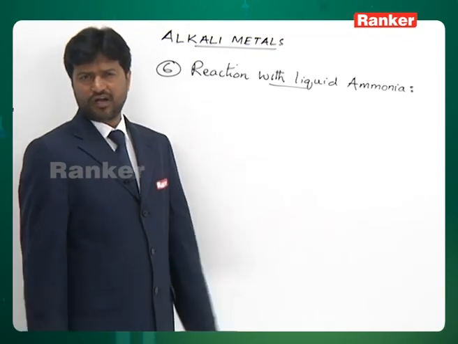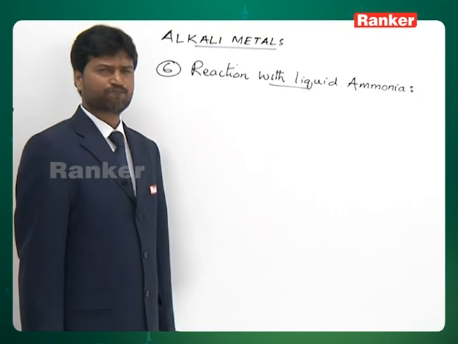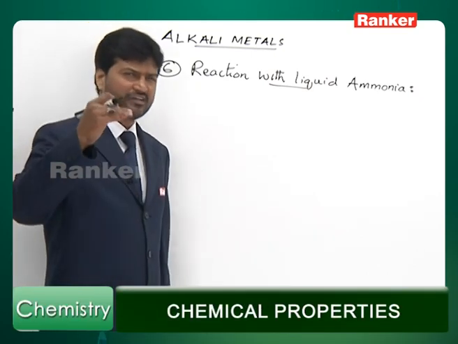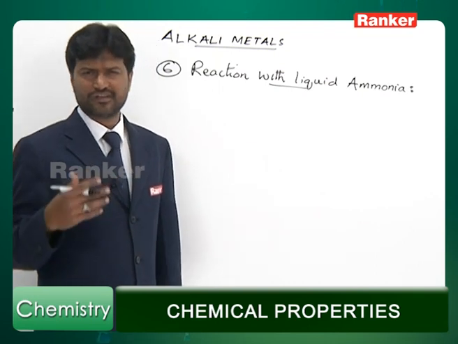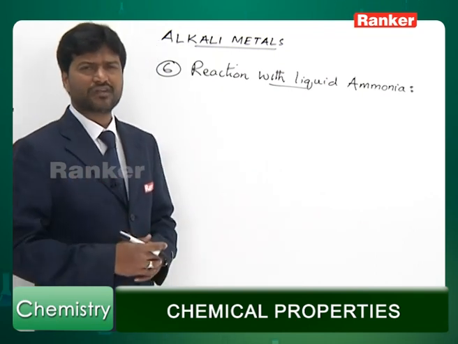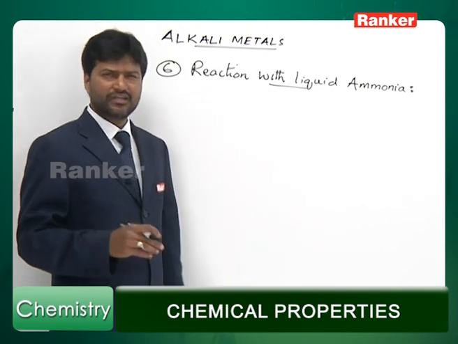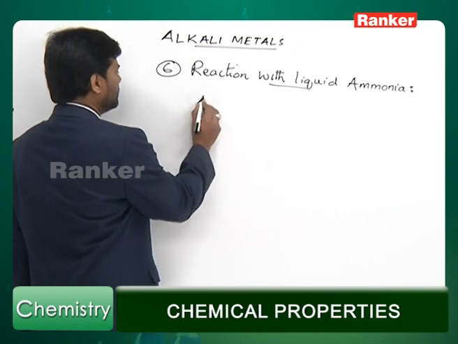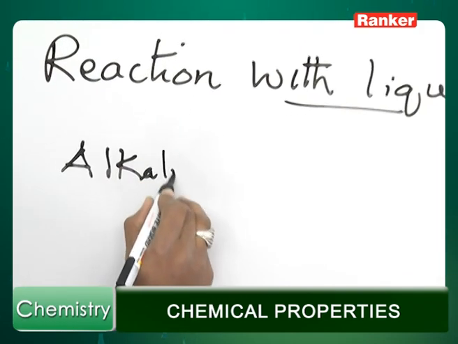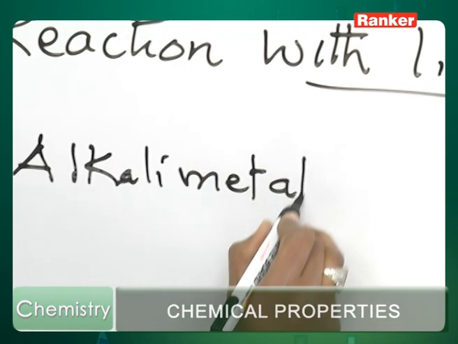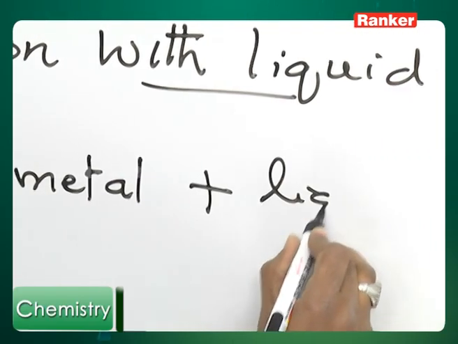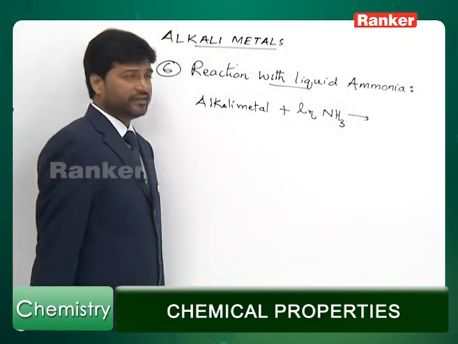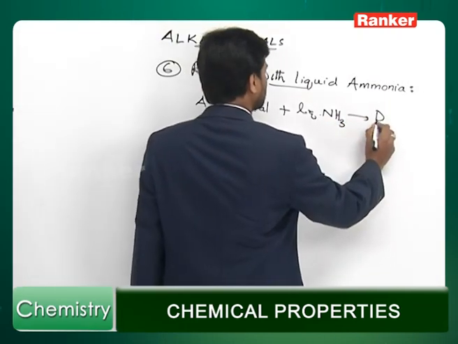Now let's talk about how they react with liquid ammonia. Ammonia, you know, is a gas, but if you cool it and compress it at a temperature below -33 degrees Celsius, it exists as a liquid. So, when an alkali metal is mixed with liquid ammonia, what happens? Remember, alkali metal plus liquid ammonia, what you get is a deep blue colored solution.